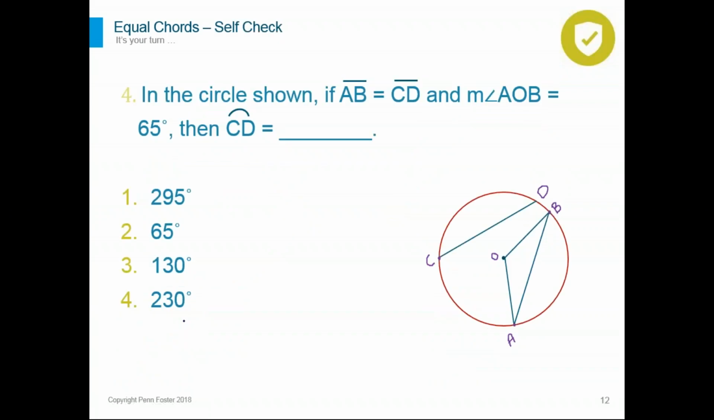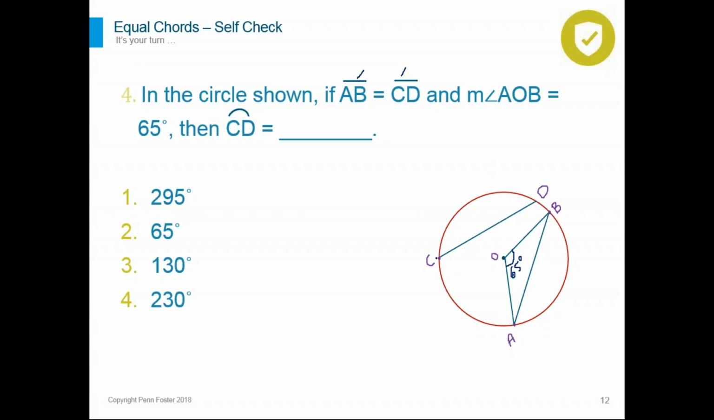Now let's practice. In the circle shown, the chord AB, it gave us the condition of the fact: AB equals CD, and it's not the arcs here. See the straight segments here? It means that the chords are equal. And it also gives us the measure of AOB. The measure here is 65 degrees. That's given.